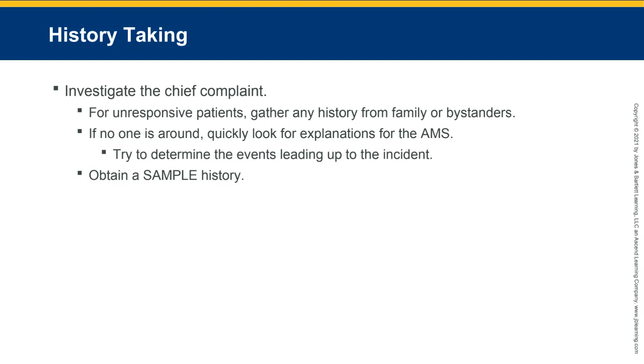So history taking, investigate the chief complaint. For unresponsive patients, gather any history from family or bystanders. If the patient is unresponsive and you cannot get info from family or bystanders or from the patient, then ensure that you include pupil reaction, pulse oximetry, and blood sugar reading in your vitals. If no one is around, quickly look for explanations for the AMS. Try to determine the events leading up to the incident, obtain a SAMPLE history.